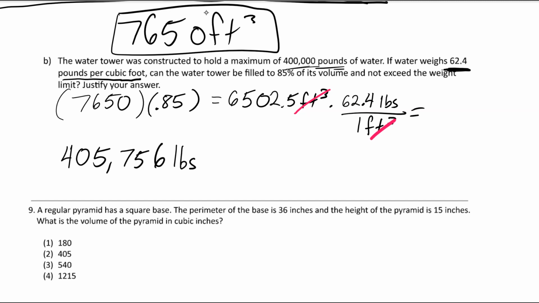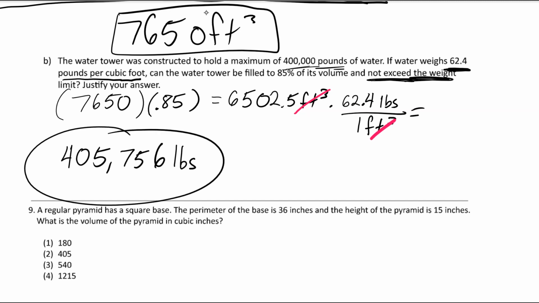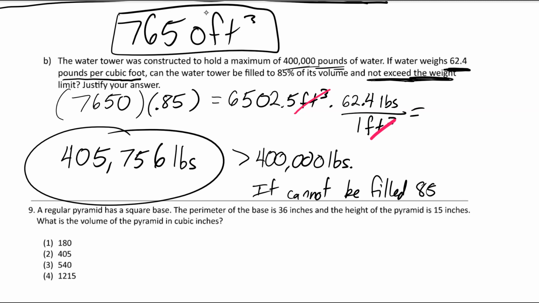405,756 pounds. So if they're asking me, would it not exceed the weight limit, consider that this number is greater than 400,000 pounds. So it cannot be filled 85% of the way. Otherwise, it would be too much and the water tower wouldn't be able to hold that weight of the water.